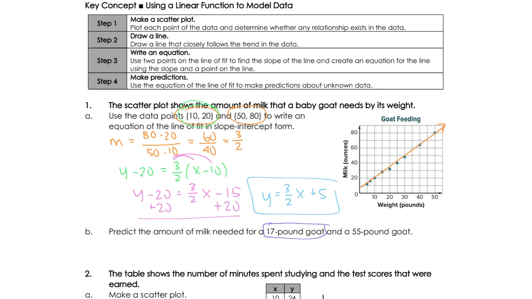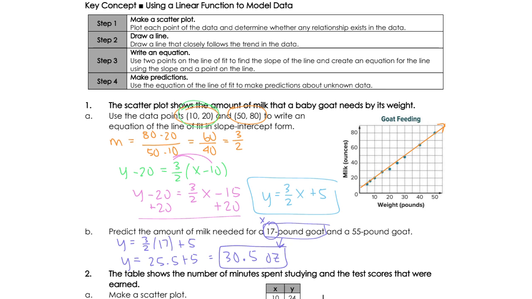So all I'm going to do is plug this in for x in my equation that I solved for. So I have y equals 3/2 times 17 plus 5. If you remember order of operations, you have to multiply 3/2 by 17 first. So we would get 25.5 and then have to add 5. So that answer would be 30.5. And since this is technically a word problem, there's labels here. We have to label our answer with ounces. So a 17-pound goat would require 30.5 ounces.